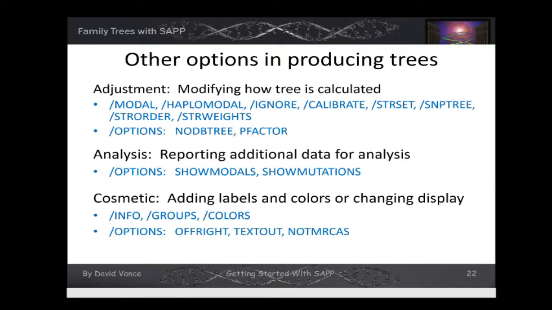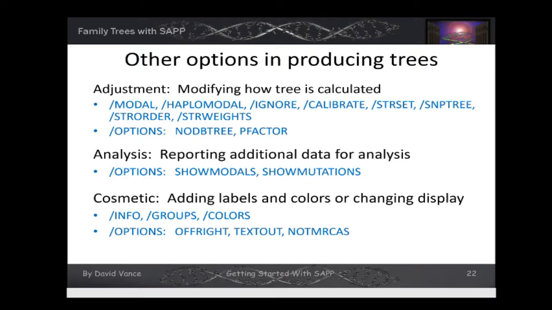The last thing I'll talk about in this introduction is just a page with a lot of the other most common optional sections that you can put in. So they fall into 3 general areas. Once you've had the STR data, the gen data, and the SNP data, you can add to this. So some sections are for adjusting how the tree is calculated. You can specify a different modal. If you remember, SAPP calculates one, you can override that. You can tell it to ignore certain STRs. You can calibrate dates on the tree from an MRCA standpoint. You can set certain STRs to values in certain places if you like.